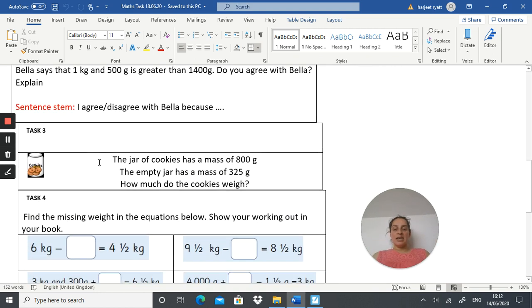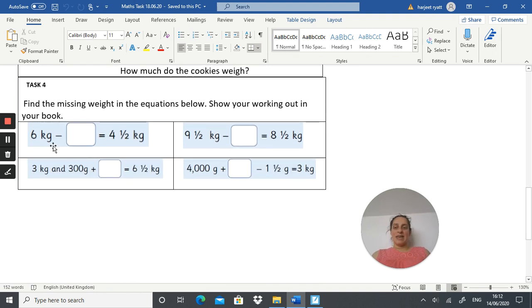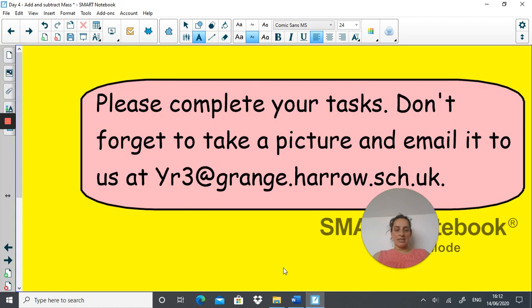Task 3 says, the jar of cookies has a mass of 800 grams. The empty jar has a mass of 325 grams. How much do the cookies weigh? And task 4, like we did in the lesson today, has 2 masses, and you need to fill in the middle box, which is the comparison box. Okay, so let me go back to the main lesson.